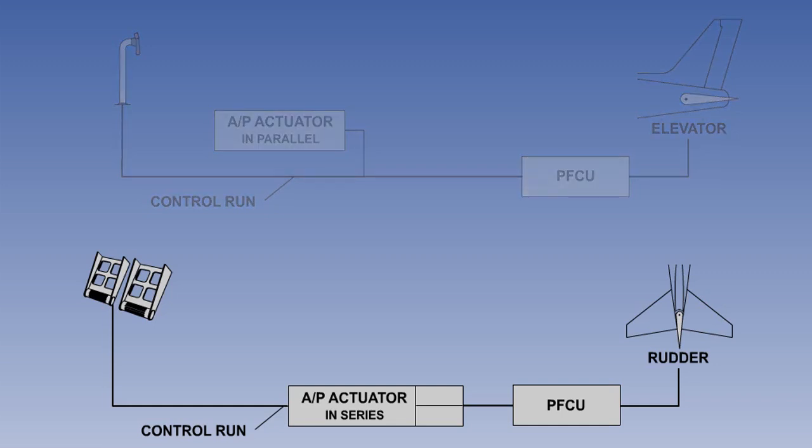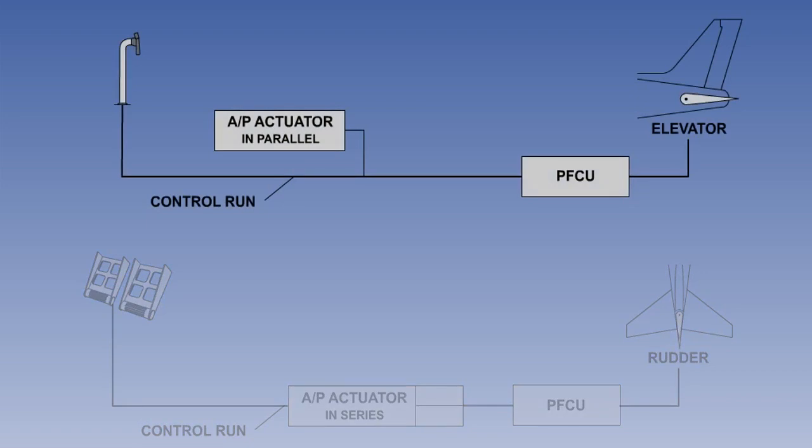If the servomotor is connected in series, with the pilot's control and the control surface, then when the autopilot is engaged, the command from the autopilot servo will cause the control surface to move, but will not simultaneously move the control column.